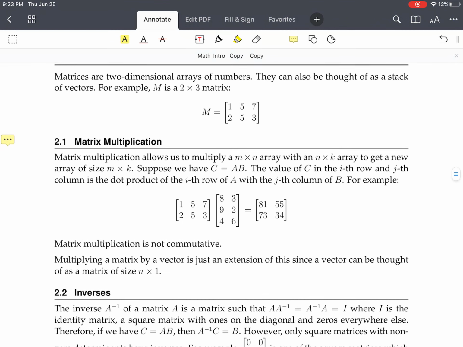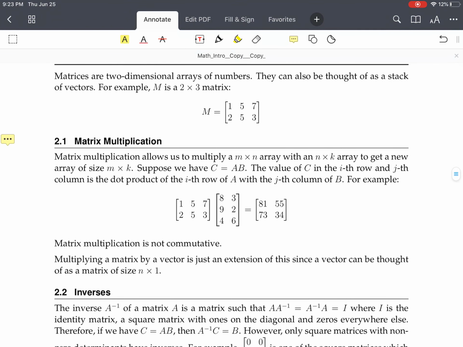So now, one of the big properties of matrices is matrix multiplication. And so we can multiply an m by n array with an n by k array to get a new array of size m by k. So that can be kind of confusing at first, so we can go ahead and walk through it. The value in the ith row and jth column of the resulting matrix is the dot product of the ith row of A and the jth column of B. So this can all be kind of confusing, but we'll go ahead and walk through it.